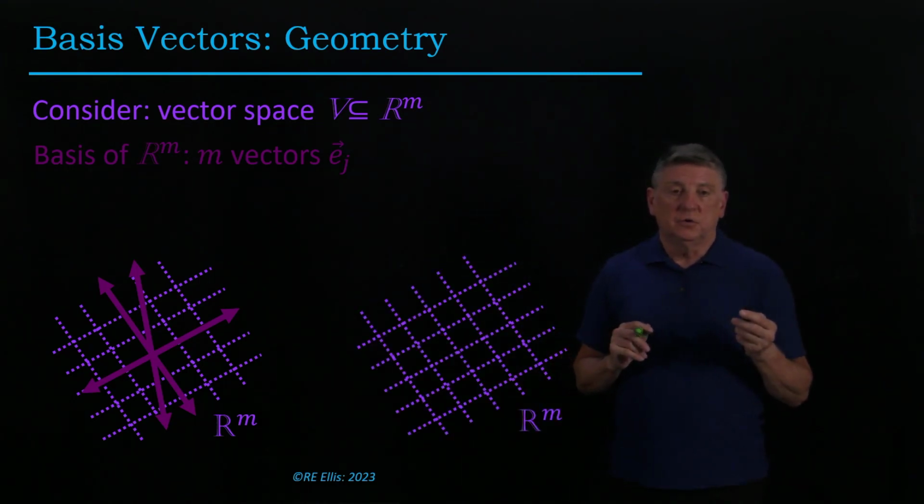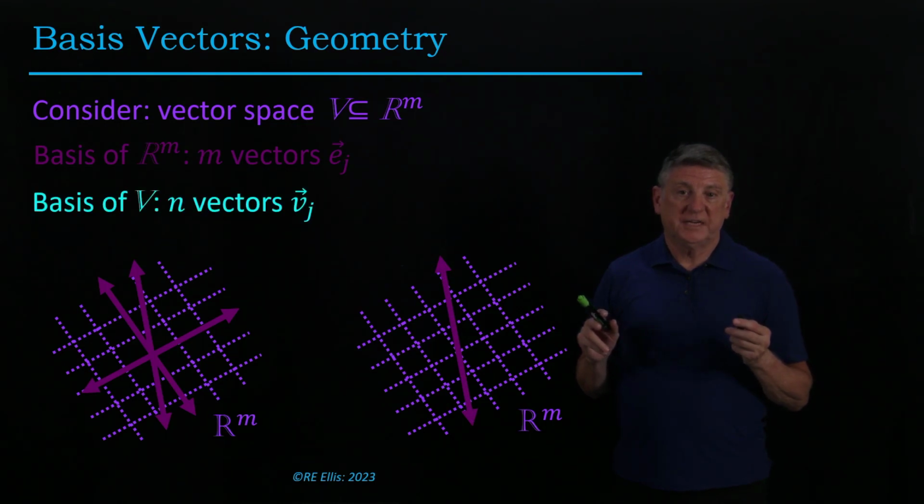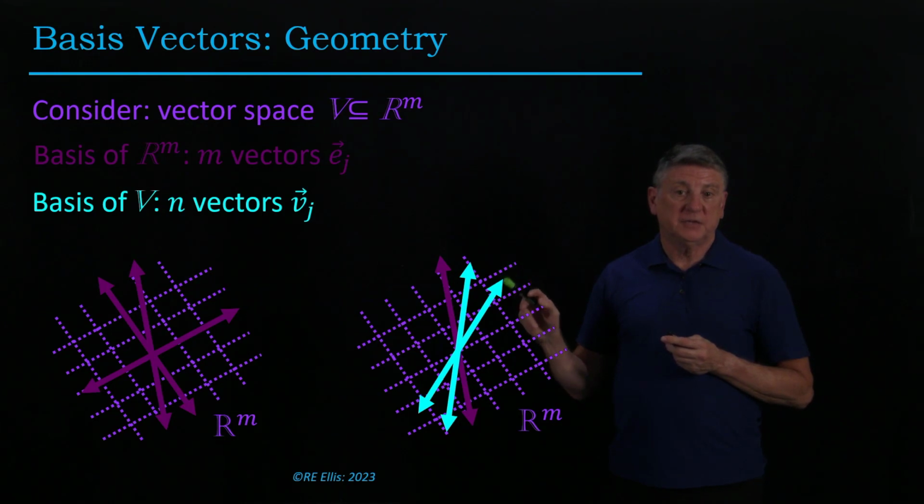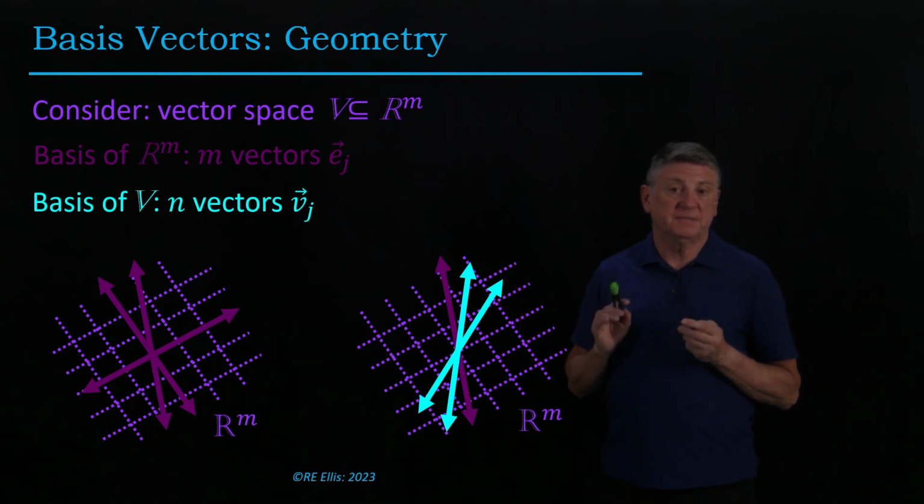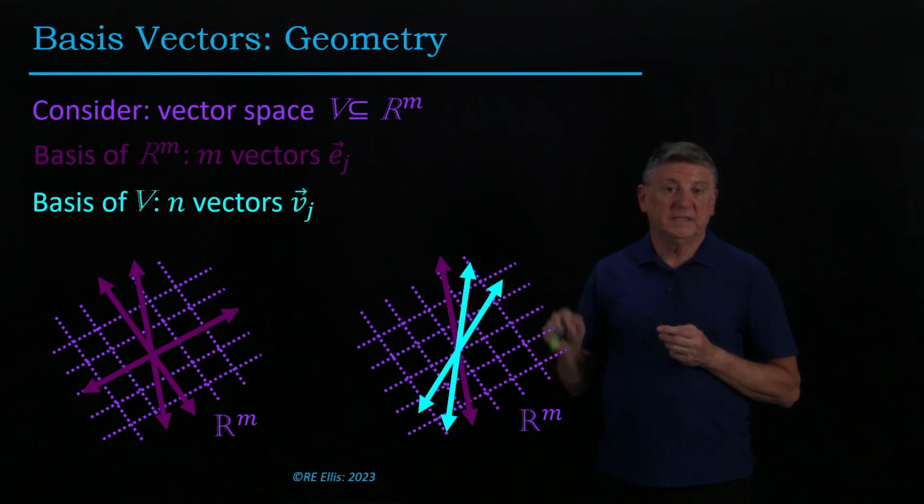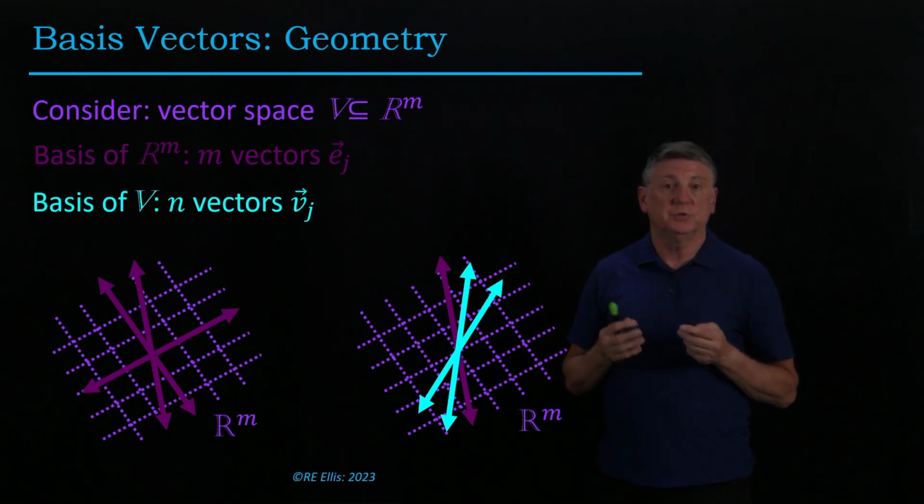And then you might have a basis set which is just a subset. So here I'm picking two linearly independent vectors and saying that those two linearly independent vectors span the vector space V, and that subspace is within Rm, and these two distinct vectors constitute a basis.